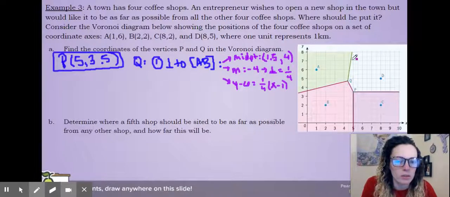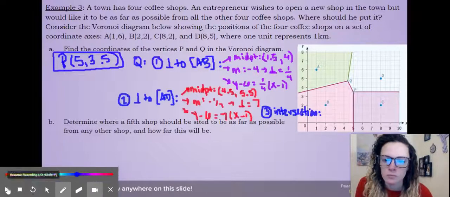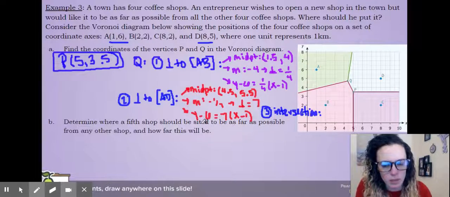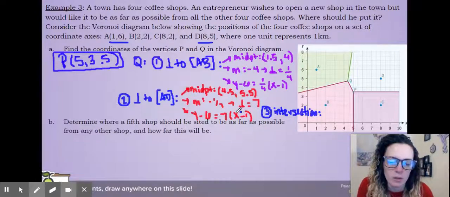So finding this green line. All right, so again, same 3 steps. My midpoint I found to be 4.5 and 5.5 from, again, averaging A and D, x's and y's. My slope, I did 5 minus 6 to get negative 1, divided by 8 minus 1 to get 7, so that's where I got the negative 1/7. Flipping and negating, I get a positive 7. And then putting that in my point gradient form to get my equation.